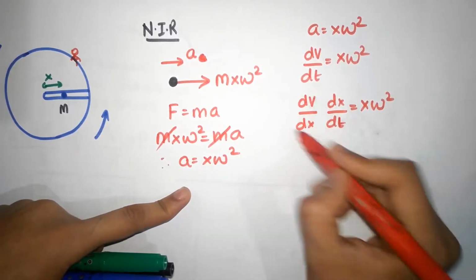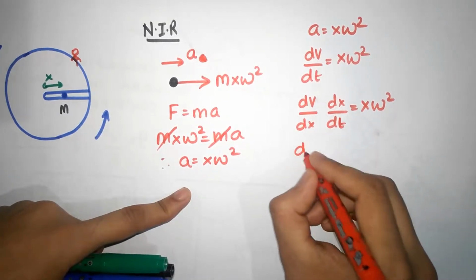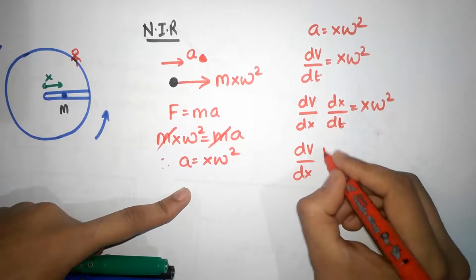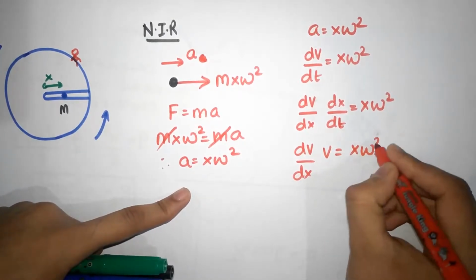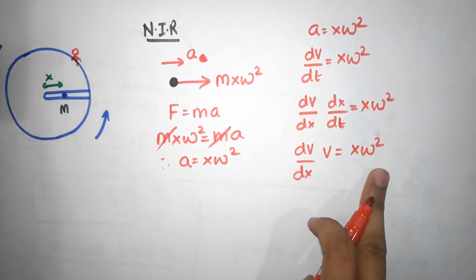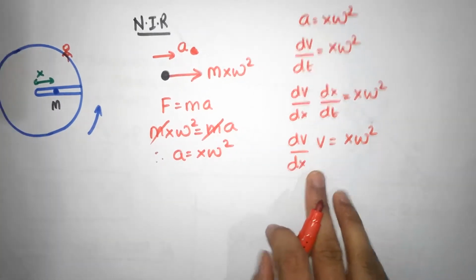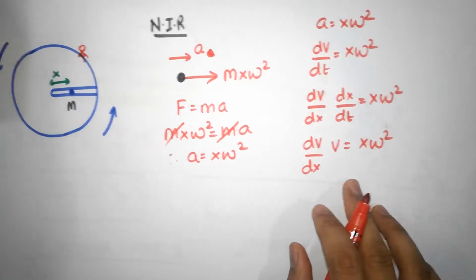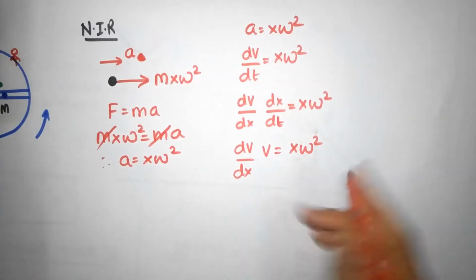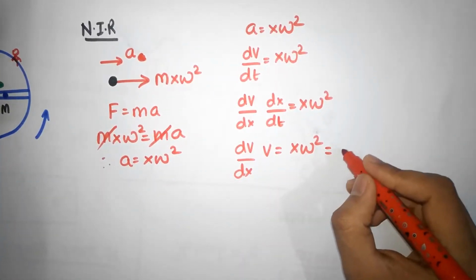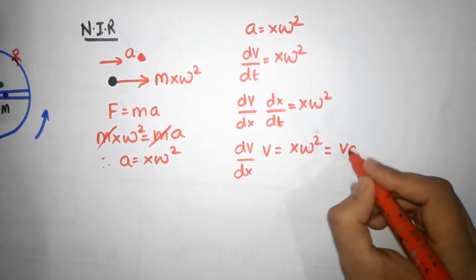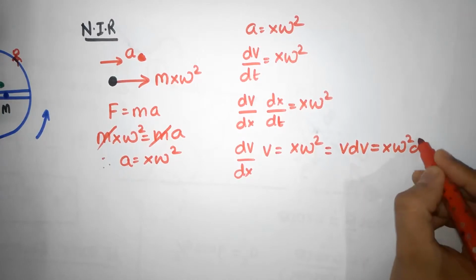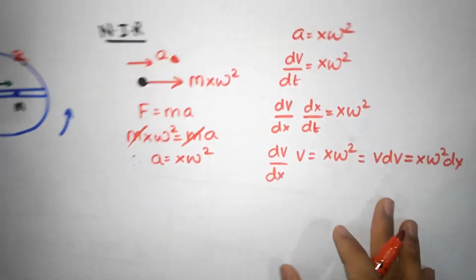You see, dx and dx can be cancelled out. You basically get dv by dt. However, I'm going to keep dv by dx as it is, and dx by dt is going to be the velocity, so v dv by dx equals x omega square. And voila! See what we have done. We have gotten rid of the time. Okay, we're going to keep the dx term on this side. We get v dv equal to x omega square dx, and we are now ready to integrate this guy.